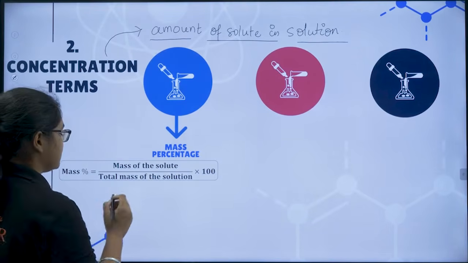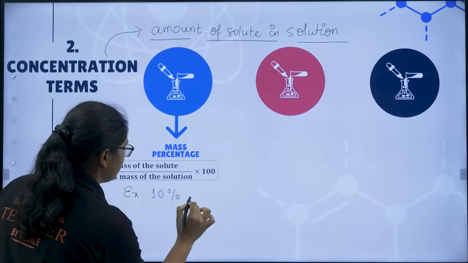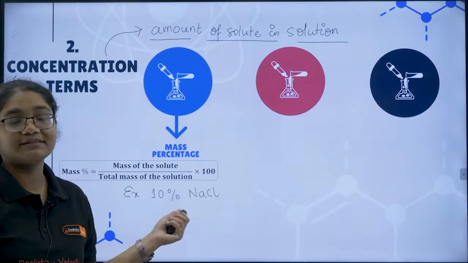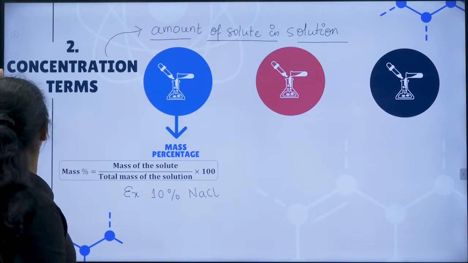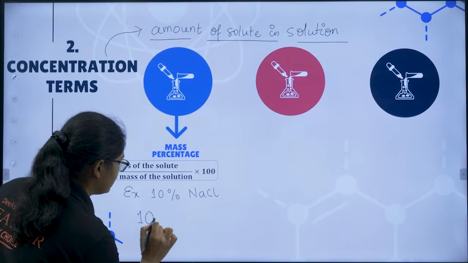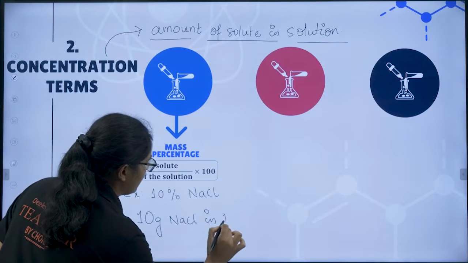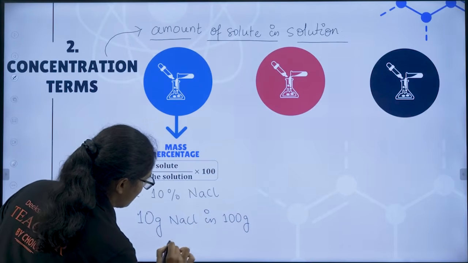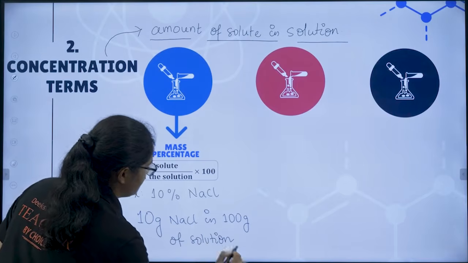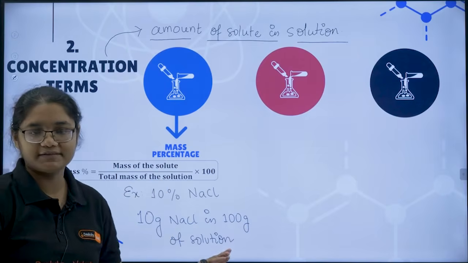Now here is an example. Suppose I write 10% NaCl. Now what does this mean, 10% NaCl? Let me just take some other color. 10% NaCl means 10 gram of NaCl in 100 gram of solution. You can see this. Okay.